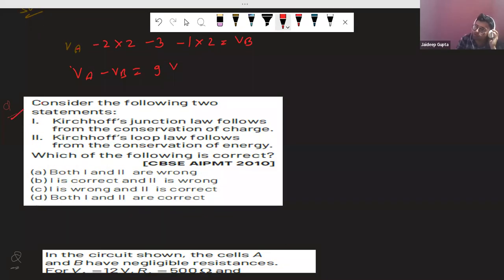1 minute. Think on this question. Try and write your answer in chat box. Fast. Rest of you, write your answer fast. See. Kirchhoff's junction law follows from the conservation of charge, and Kirchhoff's loop law follows from the conservation of energy. Fast.